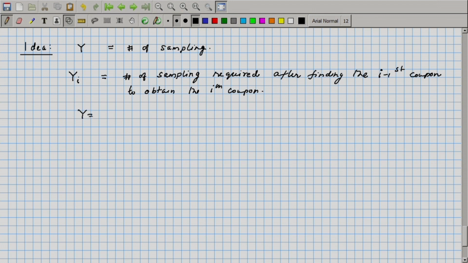Clearly, y is just y1 plus y2 plus up to yn. We can think of this as the following. So, let us say these are the various coupons that we collected, represented by dots on the line. Okay. So, here let us say we obtained coupon 1, and again we sampled, we got 1, and then we got a fresh coupon, let us call that coupon 3, and then we got another coupon.